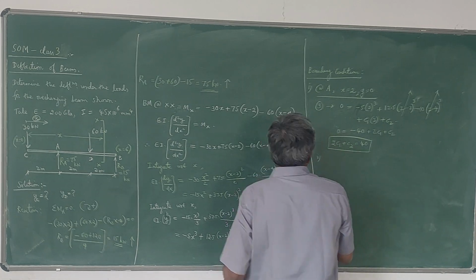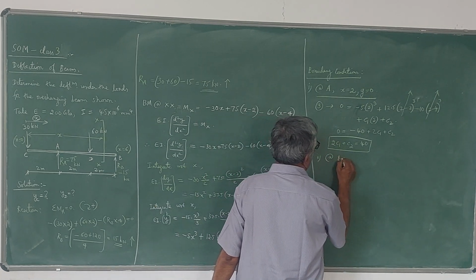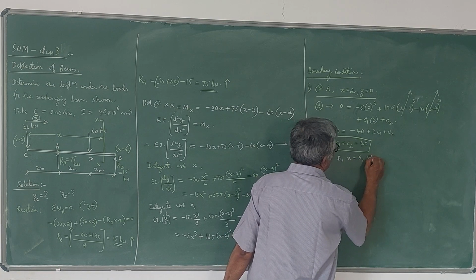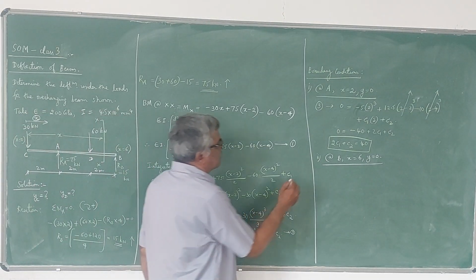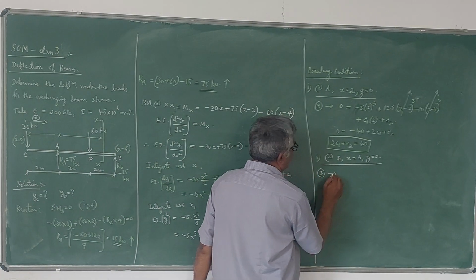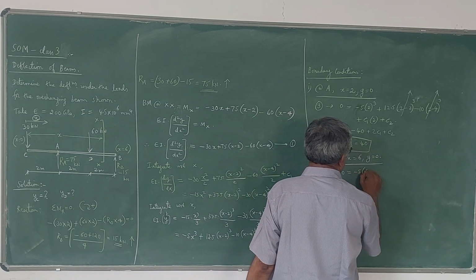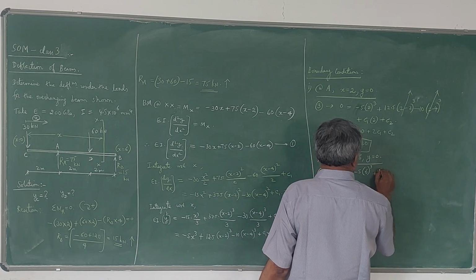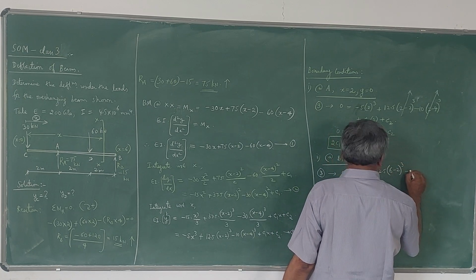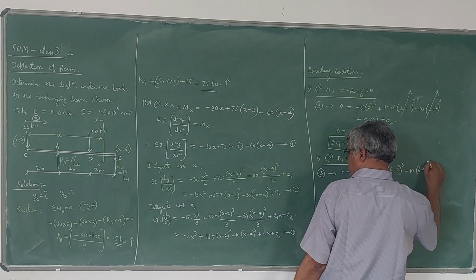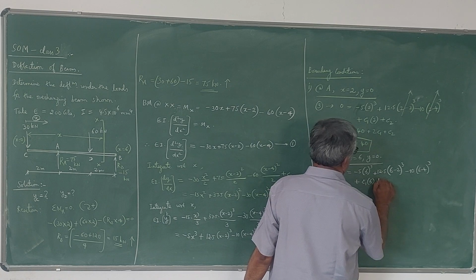Second equation, second boundary condition, at B also you have x is equal to 6 but y is equal to 0. Deflection is 0 at support B also because it is a simple support. So once again using that equation 3, LHS becomes 0 because y is 0. RHS will be minus 5 into 6 cube, x is 6 here, plus 12.5 into 6 minus 2 whole cube minus 10 into 6 minus 4 whole cube, then plus c1 into 6 plus c2.